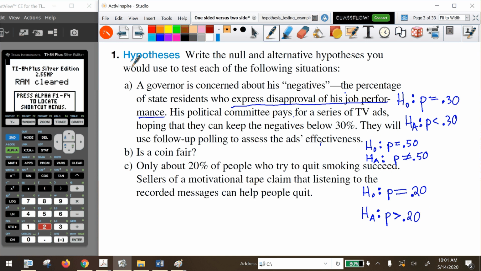All right. And I am going to upload the book solutions to these problems as well, so you can see how the authors of our textbook wrote out these solutions.